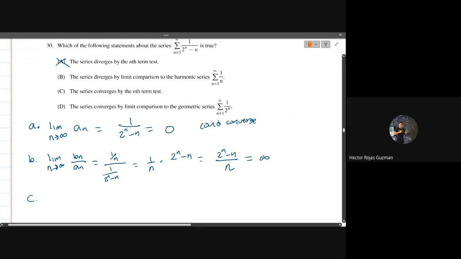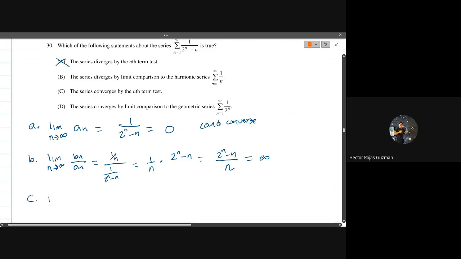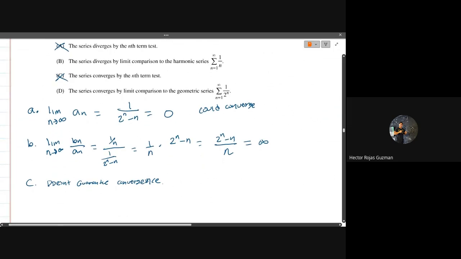C, the series converges by the nth term test. So we already ran the nth term test, right? But the nth term test does not guarantee convergence. So it's not C. D. The series converges by the limit comparison test for the geometric series 1 over 2 to the power of n. Oh, okay, there we go.